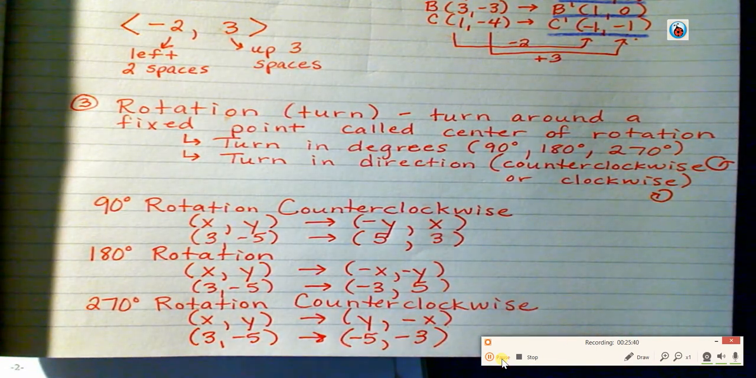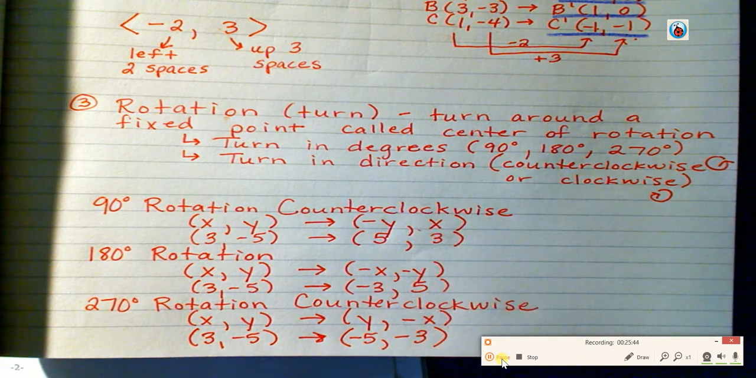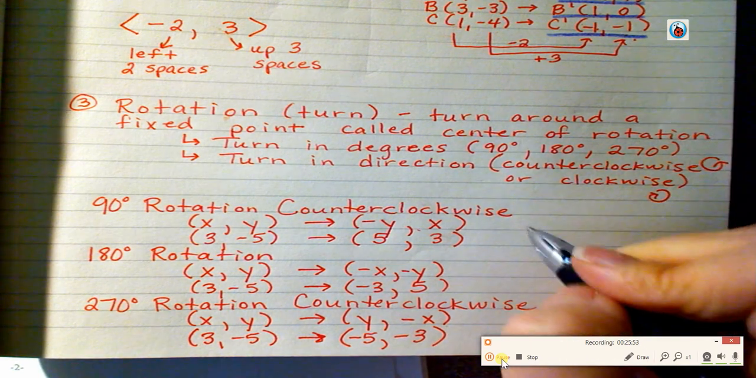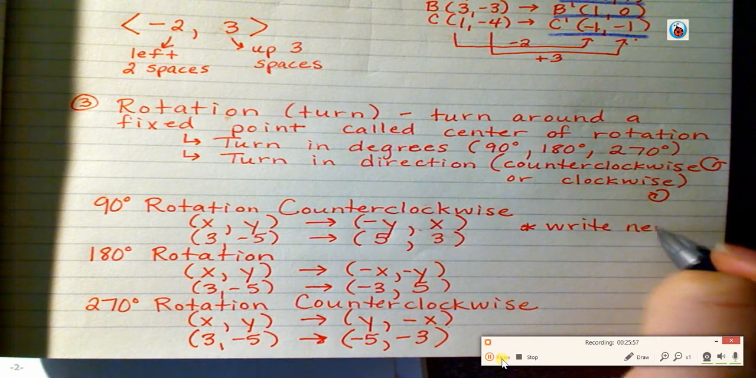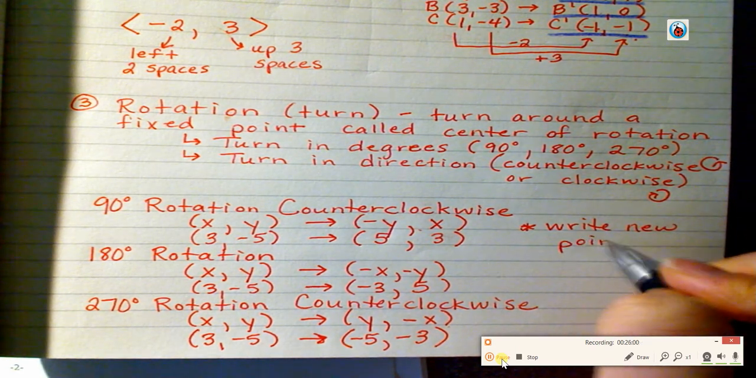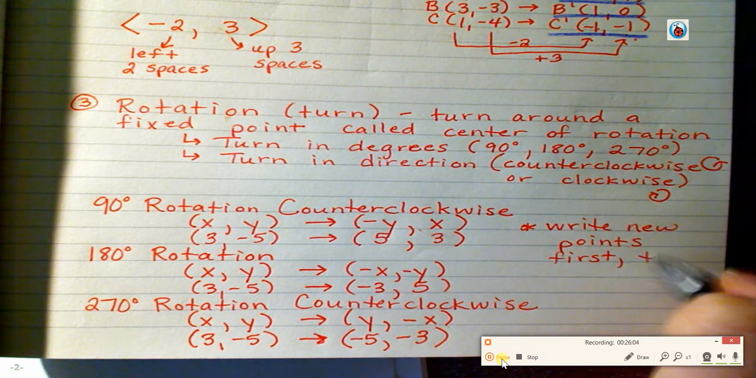And I would do whichever one of these kinds of rotations I'm trying to do for all of my points from my pre-image to my new image, and then I would graph it. So for all of those, you want to write the new points first, and then graph.